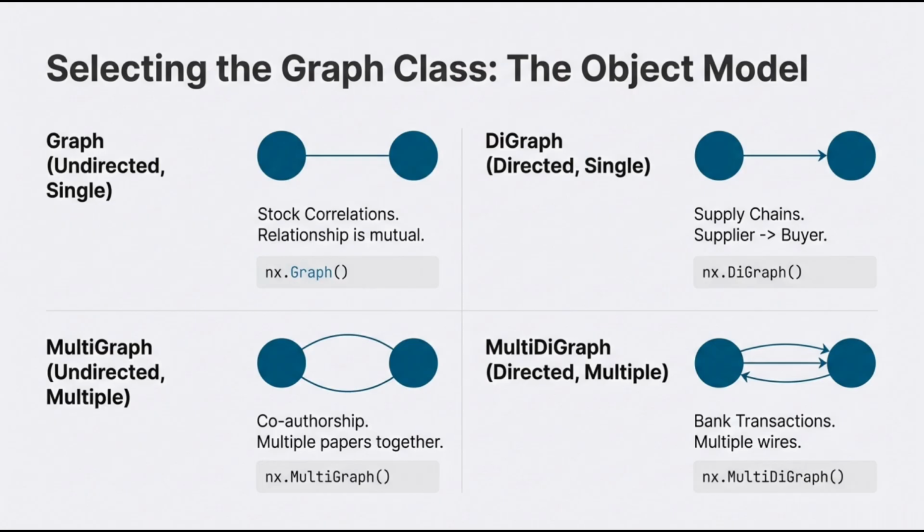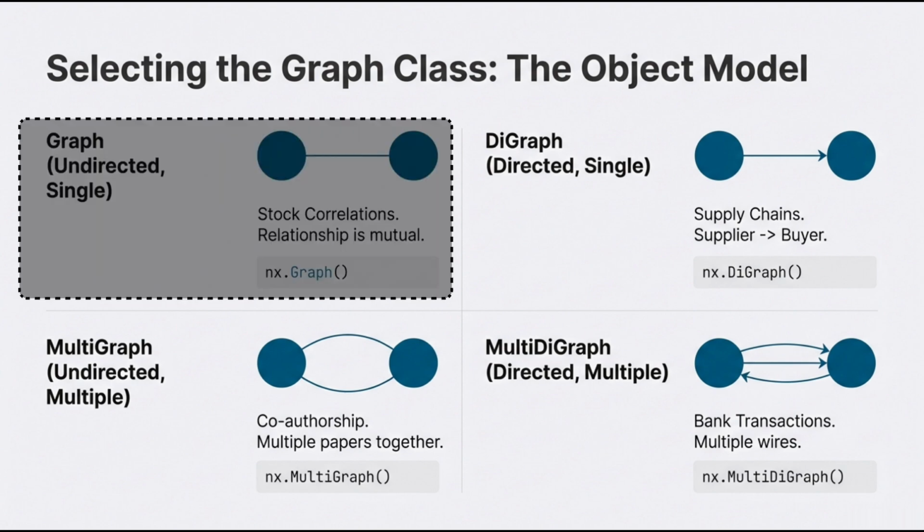Now we move from data structures to graph classes. Not every network should be coded the same way. This slide shows 4 object models: graph, digraph, multigraph, and multi-digraph. A graph is undirected and single-edged, so it is suitable when relationships are mutual, such as stock correlations. If asset A is correlated with asset B, the relationship is symmetric.